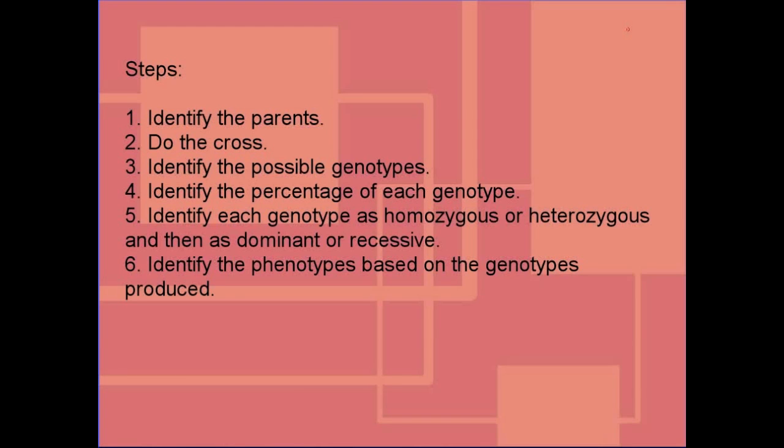Finally, just a quick overview of the steps of making a Punnett square. First thing we need to do is identify the parents. Then we need to do the cross. Then we need to identify the possible genotypes, and that will be what's inside the squares. Identify the percentage of each type of genotype. Identify each genotype as homozygous or heterozygous, and then as dominant or recessive. And then finally, identify the phenotypes based on the genotypes that are produced.